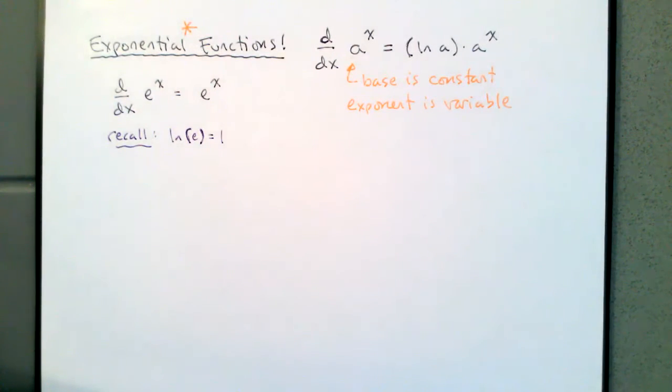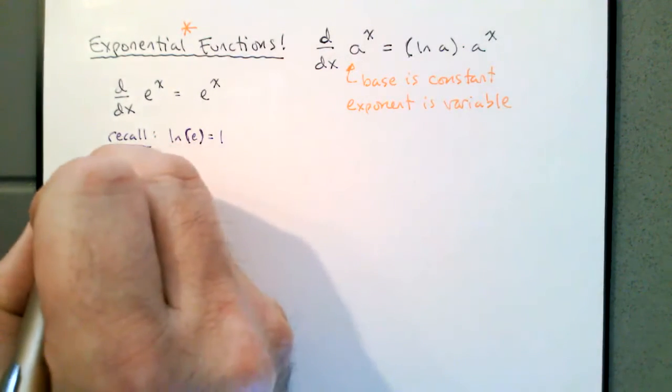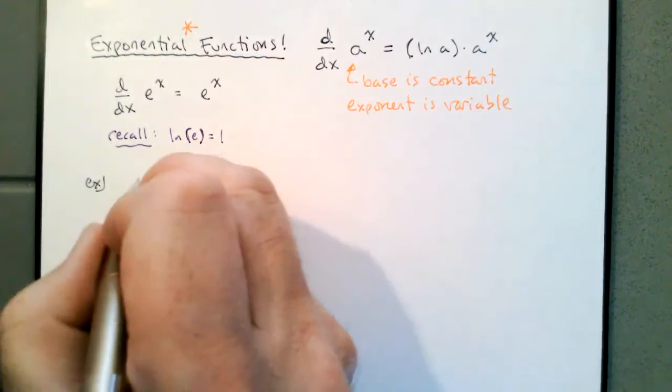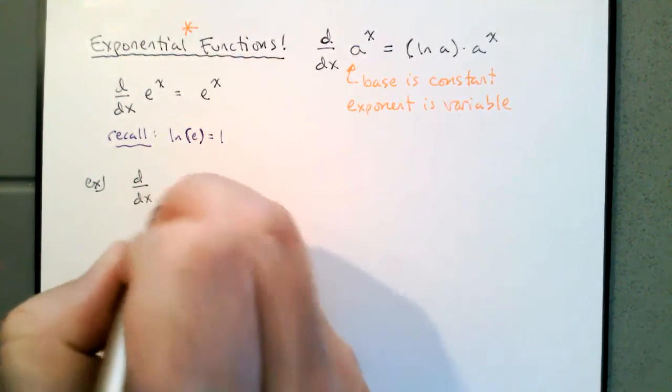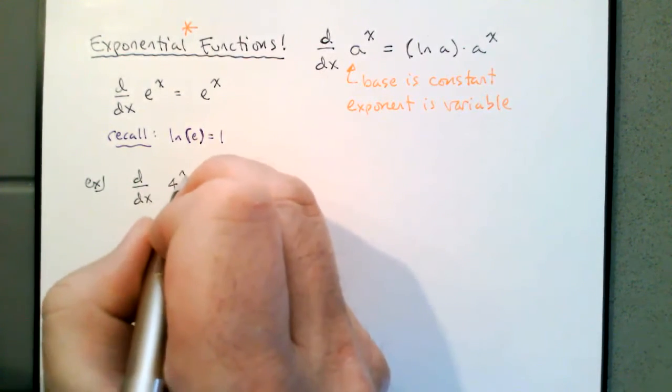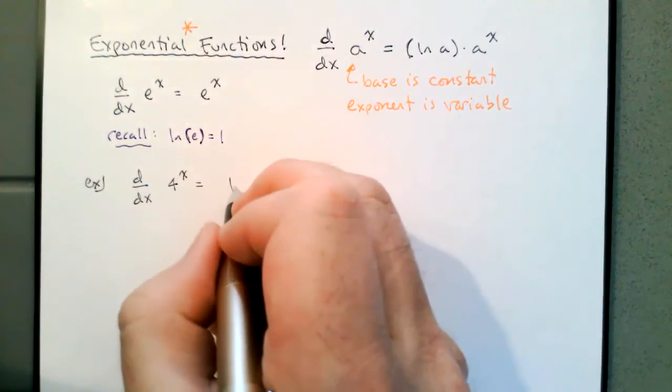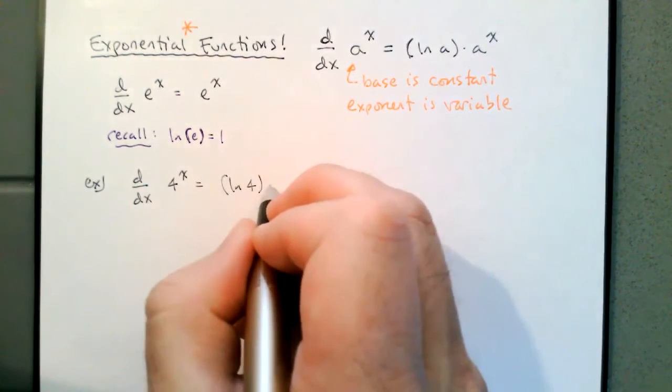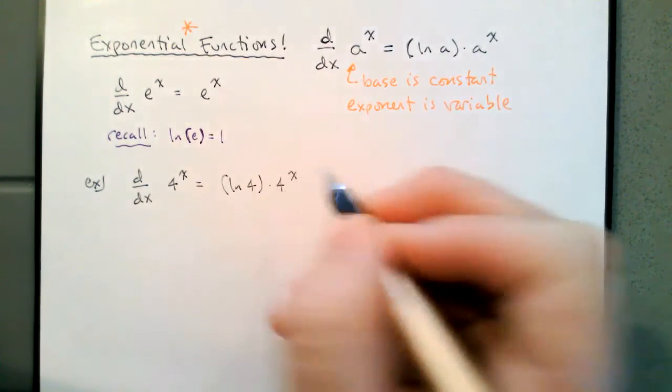So here's our second rule for derivatives. The derivative of a to the x is the natural log of a. That's just a constant. The derivative of a to the x is natural log of a times a to the x. So for example, if I want to find the derivative of 4 to the x, it's just the natural log of 4 times 4 to the x.